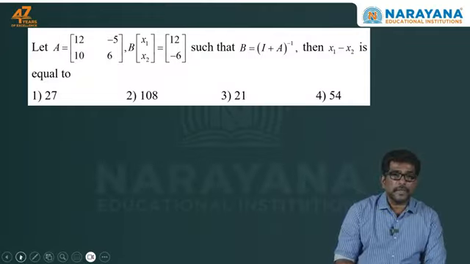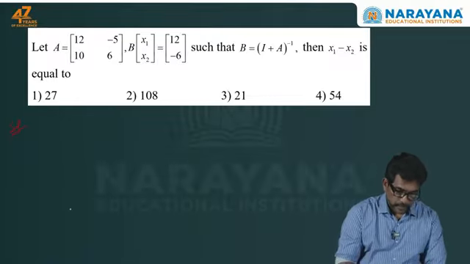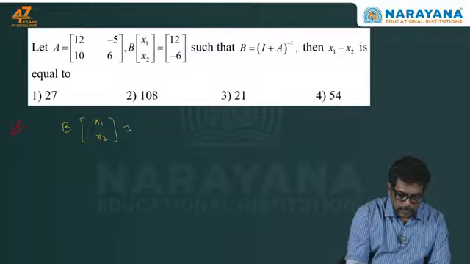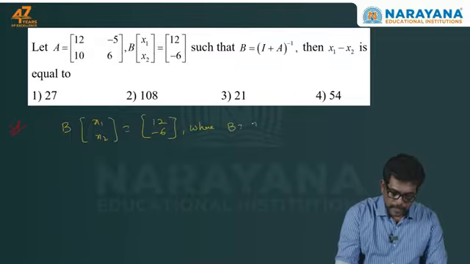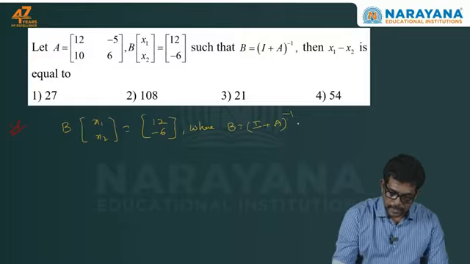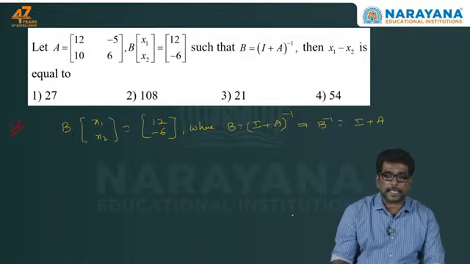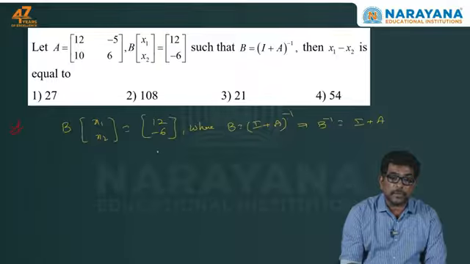First of all, observing the given matrix equation, B into matrix x1 x2 is equal to 12 minus 6, where B is equal to (I plus A) whole inverse. That means B is an invertible matrix. Now from this, B inverse is equal to I plus A, where A is given and I is the second order unit matrix.